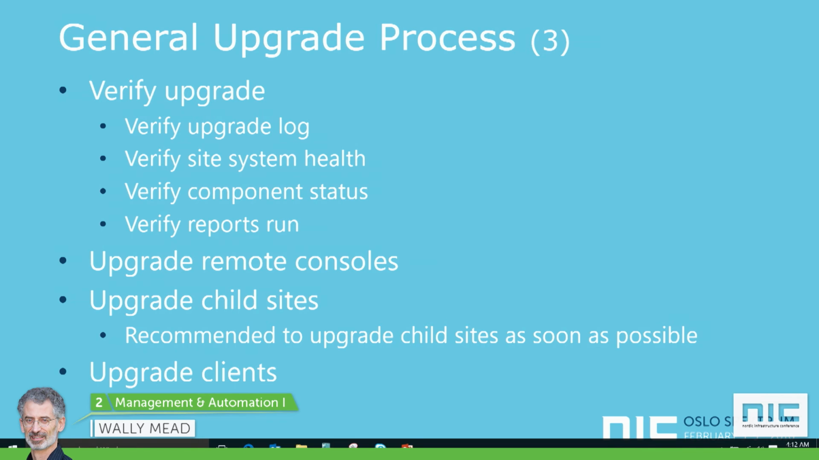Upgrading child sites. Since you started with the CAS, if you had one, or top-level primary site, upgrade all your child primary sites or secondary sites if you didn't have a CAS. There's no requirement where you have to upgrade in any specific time frame. You can have down-level child sites with an up-level parent site, that's fine. Obviously, you want to get upgraded as soon as possible to take advantage of all the new features.